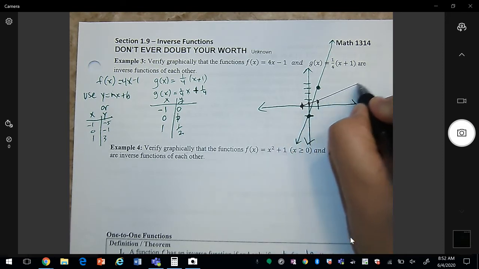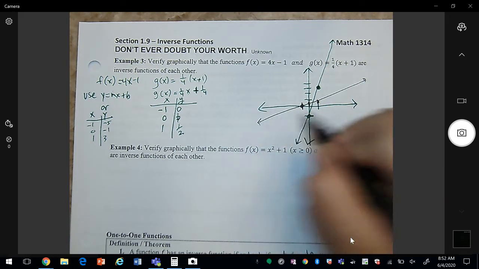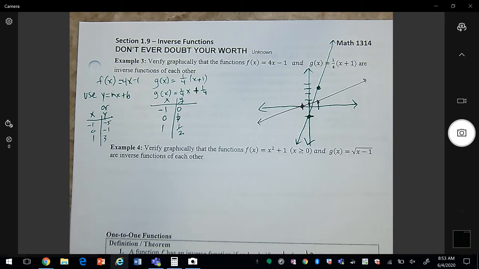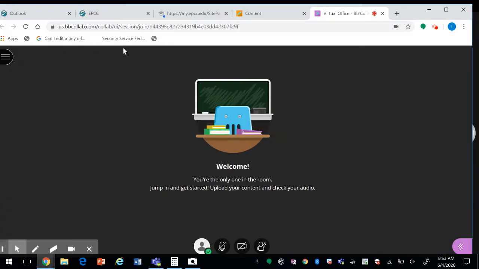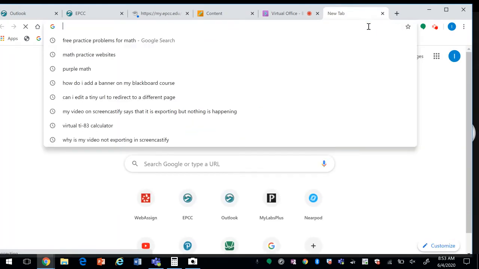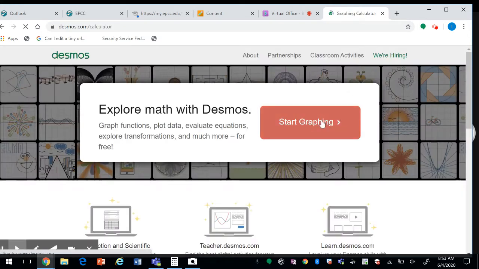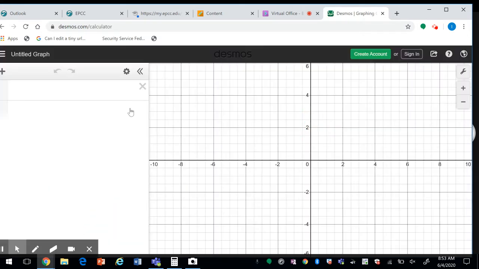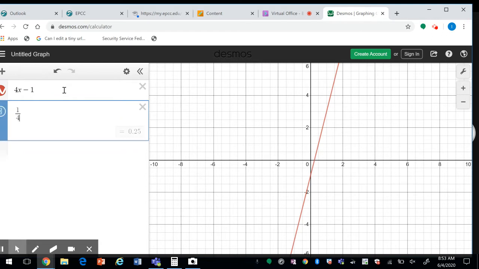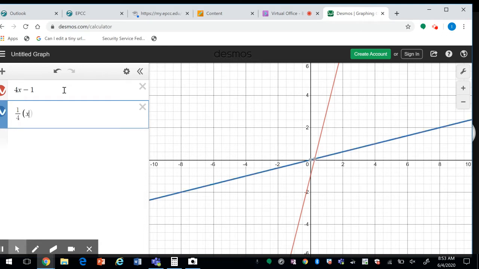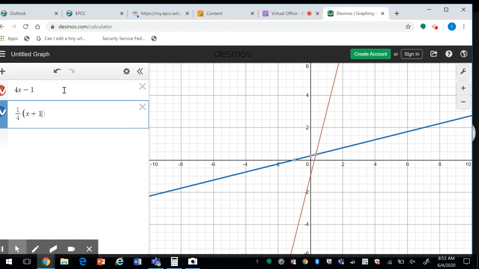So this line would look something like this. Yeah, so let's look at the graph on the computer just to get a better view. So the first one is 4x minus 1. And then the second one is 1/4 times x plus 1. So look at the values there and think about whether these are inverses of each other or not.